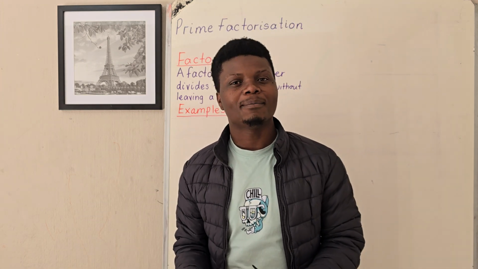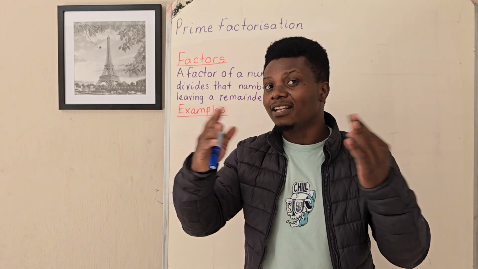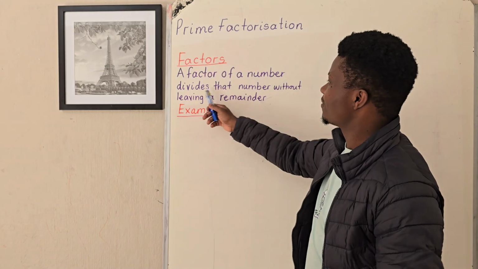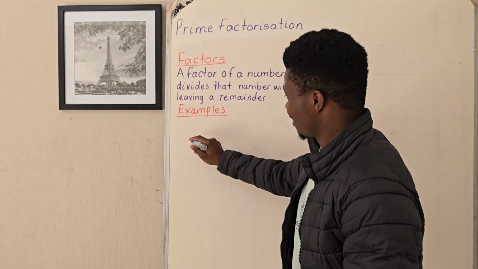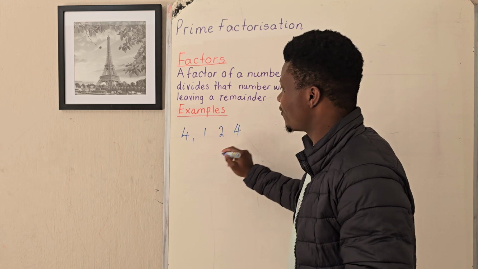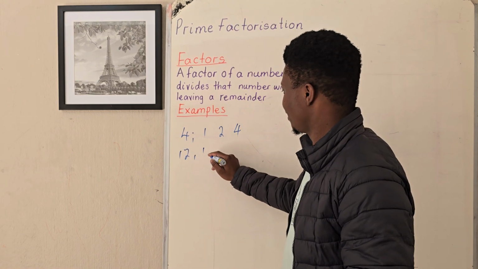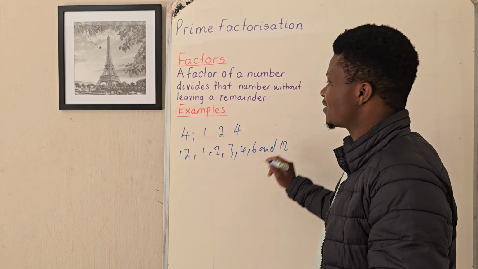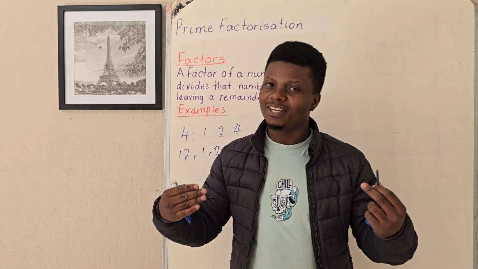A factor of a number is a number that can fit inside that number without leaving a remainder. So here's our definition: a factor of a number divides that number without leaving a remainder. For example, factors of 4 are 1, 2, and 4 itself. Factors of 12 are 1, 2, 3, 4, 6, and 12 itself. These are numbers that can fit inside a number without leaving a remainder.